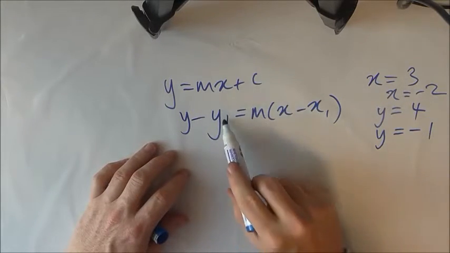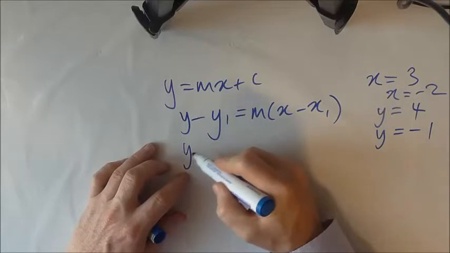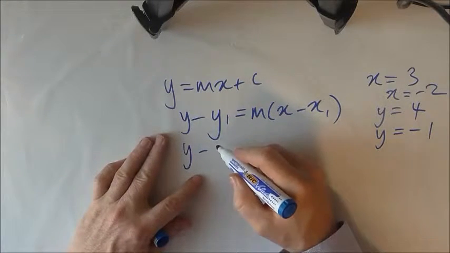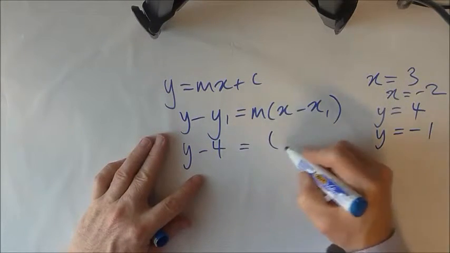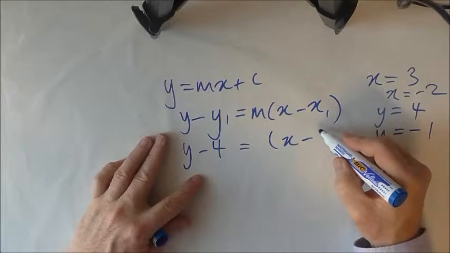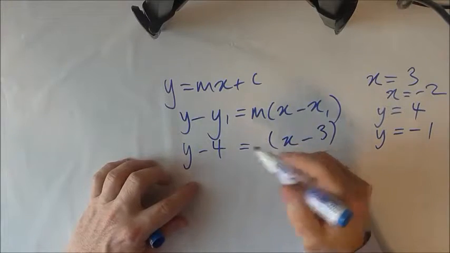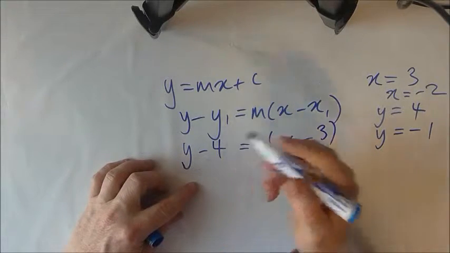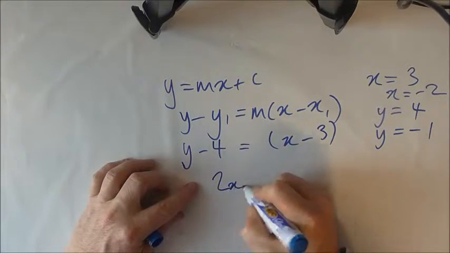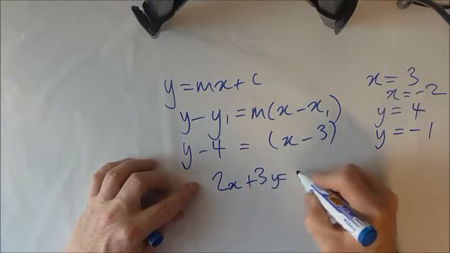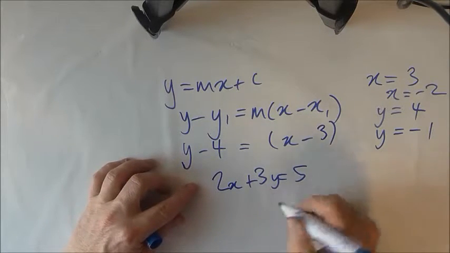This one is great when you're told a point that it goes through, because the y-coordinate of the point that it goes through just goes there. The x-coordinate of the point that it goes through just slots into that space there. Now we need to work out m. Number of ways to work out m. There's calculus, there's all sorts of techniques, but if you're told that it's parallel or perpendicular to another line, you can steal the gradient of that line.